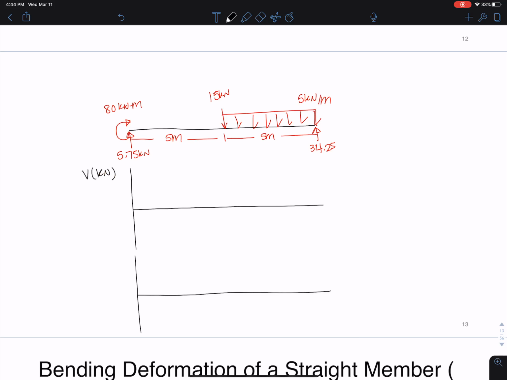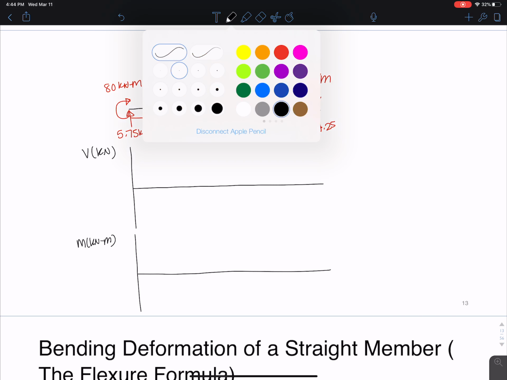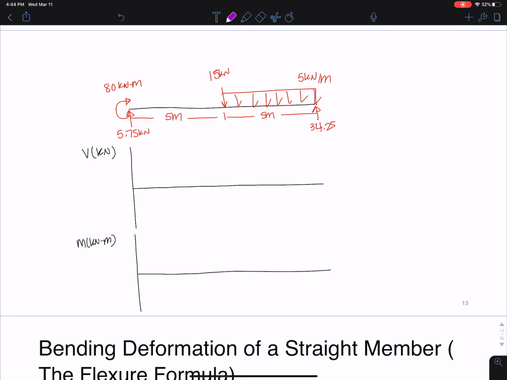V is in kilonewtons, M is in kilonewton meter. Okay, we're going to do the same method, the graphical method for this. Okay, so let's put in all our important points here. So we need to make sure we consider this point. This is our end point here, and this is our beginning point. So we need to start here at 5.75, right? That's what's happening. That's the shear value at 0. Nothing changes, constant. And we can confirm that with our equation that we just derived.